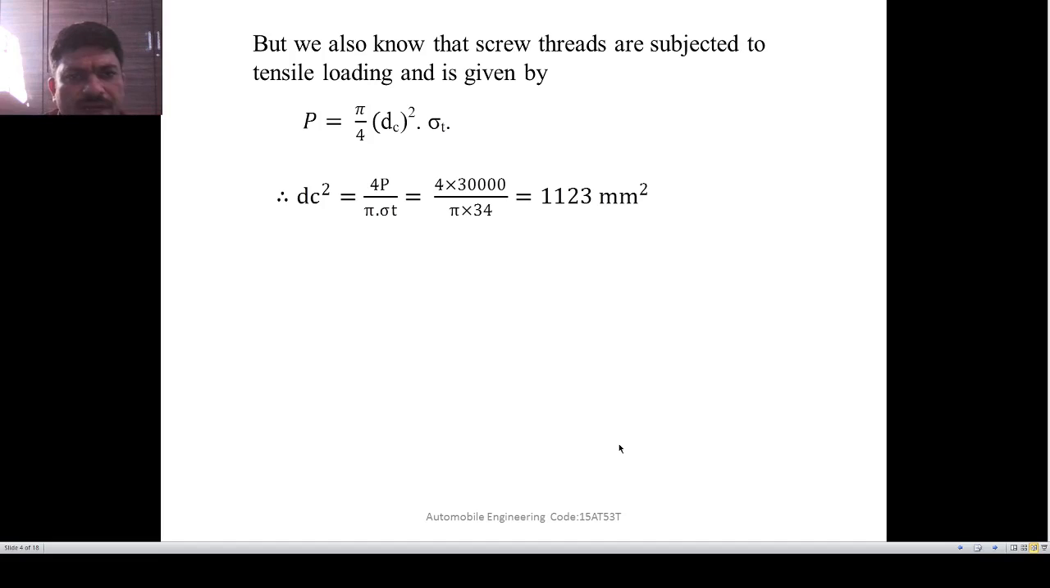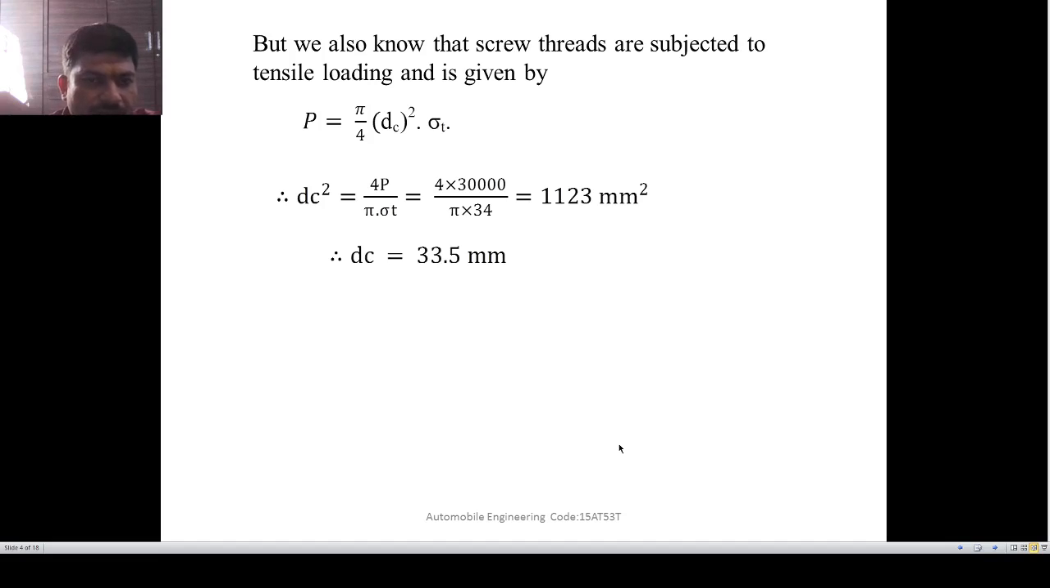After simplification, simple multiplication and division, you are getting 1123 mm square. But we want the value of dc, so take the square root of that. The square root of 1123 gives the root or core diameter, so dc is equal to 33.5 mm.